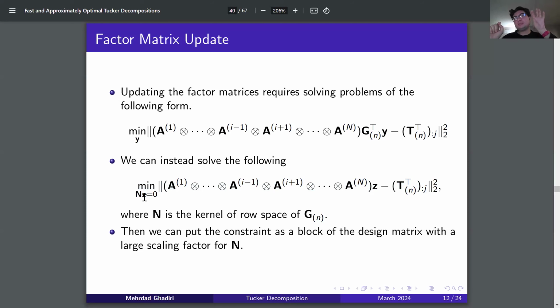Now I give this part of the matrix a large scaling factor. So if it deviates from 0, it would get a large error, so it won't deviate a lot. Okay? Does it make sense?